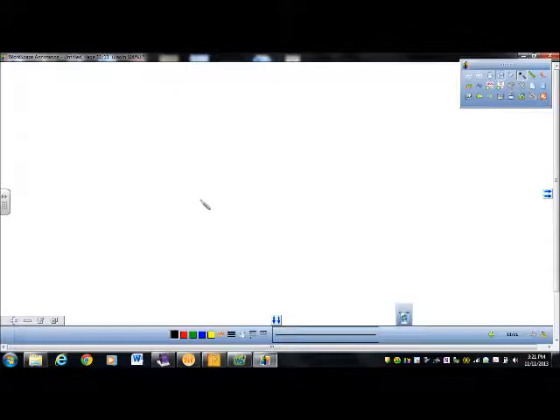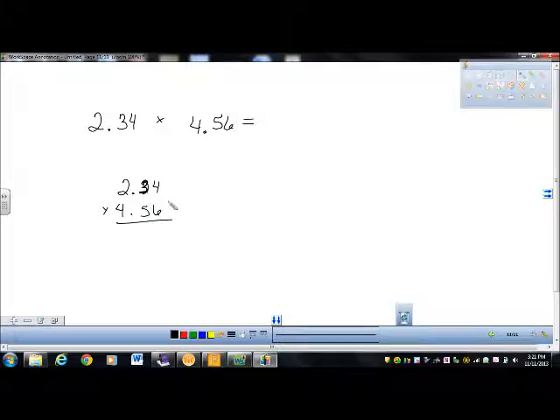Next, we have multiplying decimals. So if I multiply 2.34 times 4.56, again, multiplying is our friend here because we don't need to line up our decimals. We can just go ahead and multiply it. So 2.34 times 4.56. And I can just multiply.